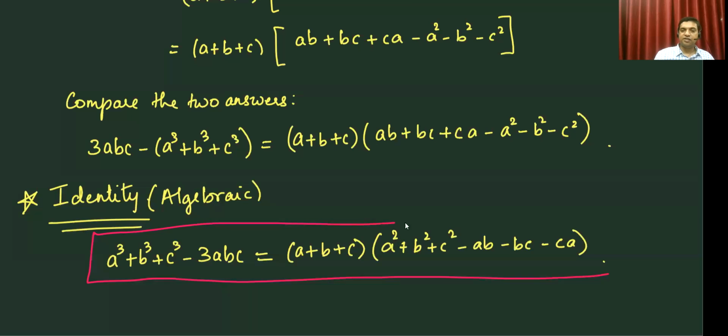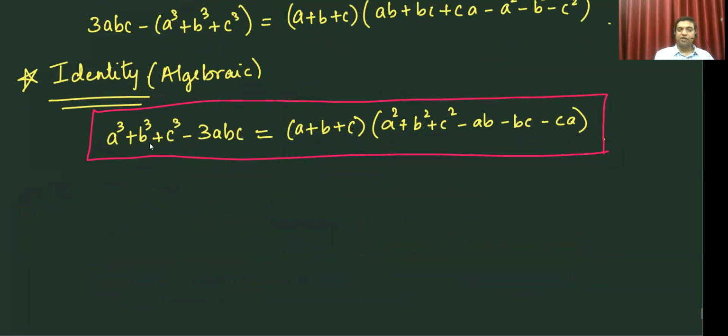In straight lines, we have questions like this. For the three lines, AX plus BY plus C equal to 0, BX plus CY plus A equal to 0, and CX plus AY plus B equal to 0, to be concurrent, what is the condition? The determinant should be 0. So there you get this condition. Either A cube plus B cube plus C cube minus 3ABC is 0, or A plus B plus C is 0.